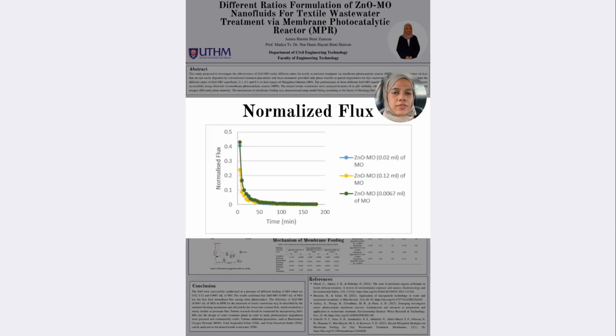For the normalized flux of different photocatalysts, in order to recognize which type of photocatalyst is better during the textile wastewater treatment via MPR, the normalized flux has been calculated. It shows that ZnO-MO with 0.0067 ml of MO, or ZnO-MO with ratio of 9:1, has the highest normalized flux and performs the best in terms of dye degradation compared to the ZnO-MO with 0.02 and 0.12 ml of MO.